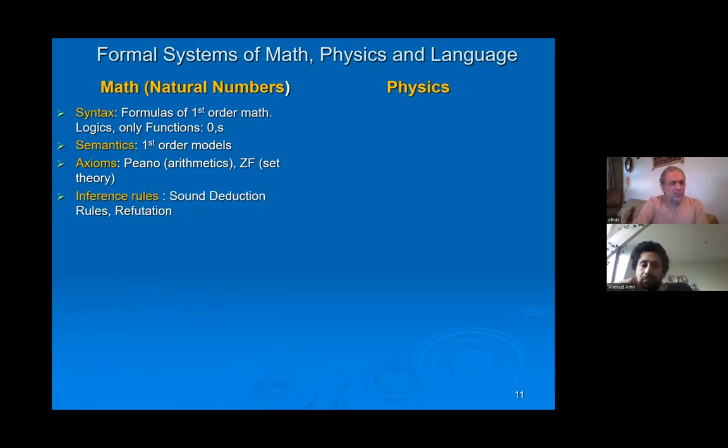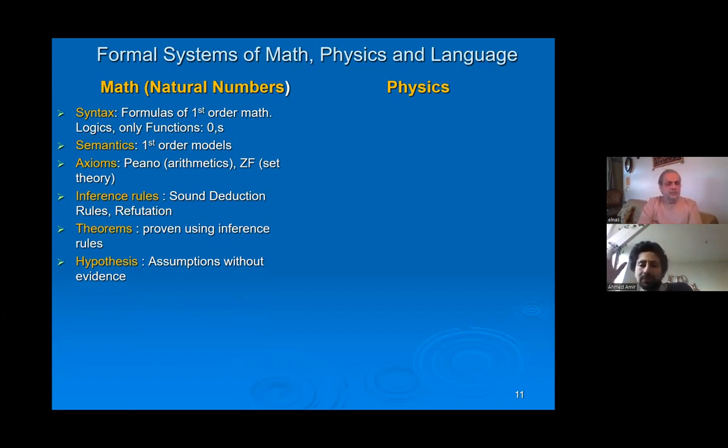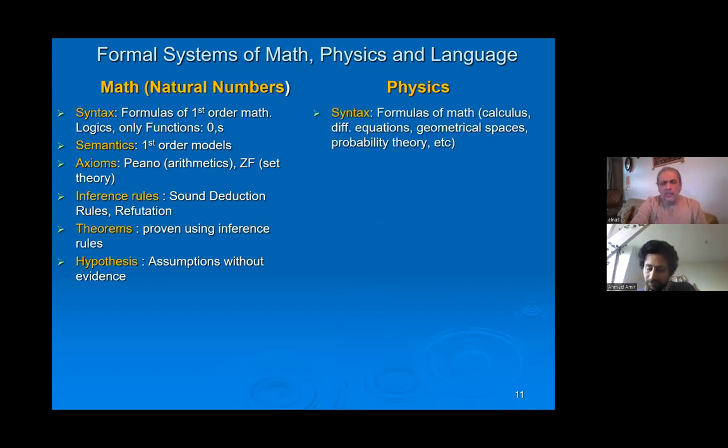Now, we use sound deduction rules. We use also refutation. Refutation means that I start by assuming something is false, and then I find a contradiction, or assuming something is true, and then find a contradiction, which means that I refuted my original assumption. So you prove the theorems using inference rules. You hypothesize without evidence. As we said, in math, we don't have an experimental body of data. It's a formal system. So what we do is that we assume some hypothesis. If I don't have a proof for something, then I assume, whether negative or positive, that this is the thing which is happening.